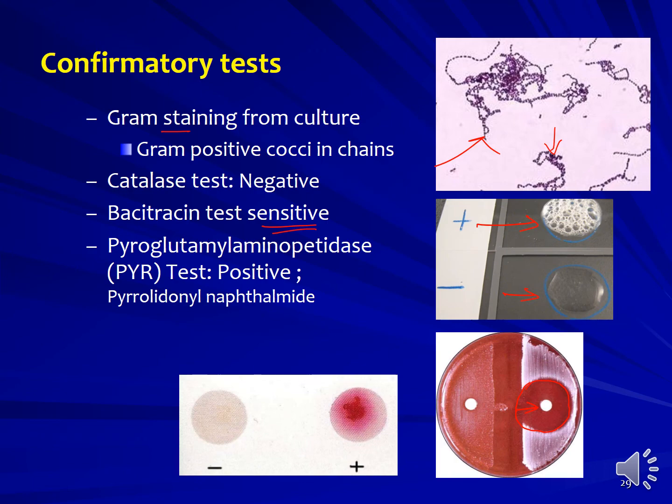Another one is the PYR test, otherwise known as the pyrrolidonyl naphthylamide test, and this is because of the production of pyroglutamyl aminopeptidase enzyme. This bacteria produces the pyroglutamyl aminopeptidase enzyme, which acts on the pyrrolidonyl naphthylamide reagent and gives positive results. So here the test is positive, whereas the test is negative here. So the PYR test is positive for Streptococcus pyogenes.